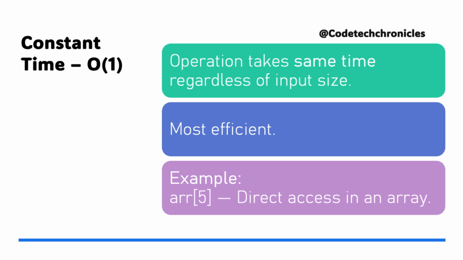These are the gold standard, the most efficient operations you can write. While you can't always achieve O(1), aiming for it in critical code sections can dramatically improve performance.